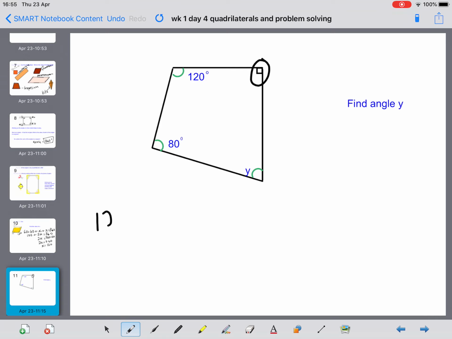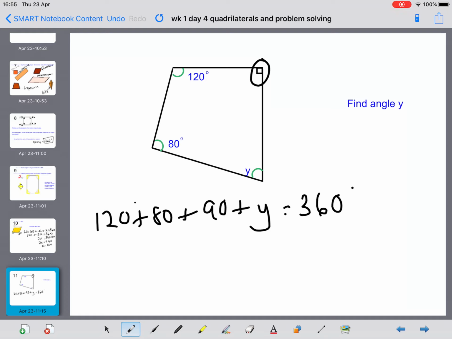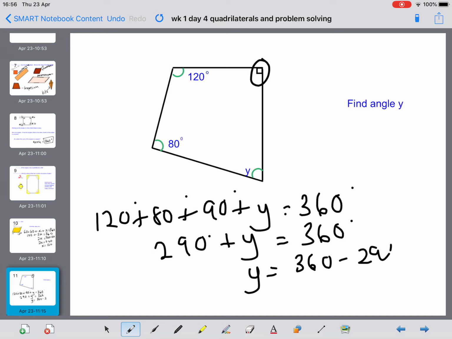Okay, so what we know is that this is a right angle. So we've got 120, add 80, add 90, add y, and that's all got to equal 360 degrees. So then we've got 290 plus y equals 360. So y equals 360 take away 290. So y equals 70.